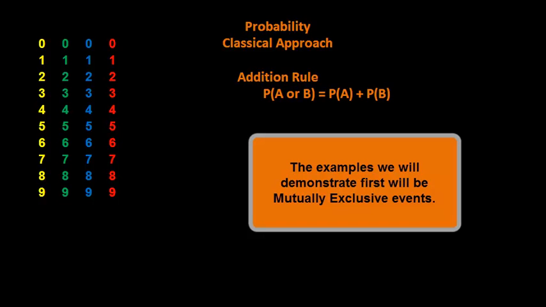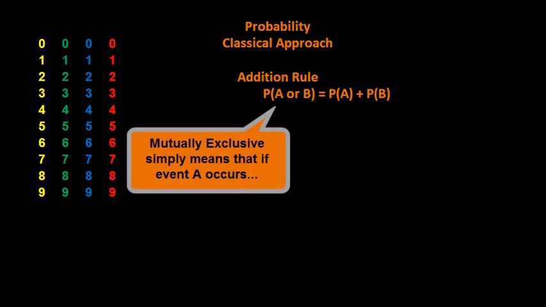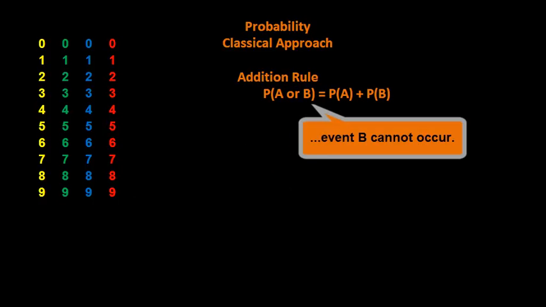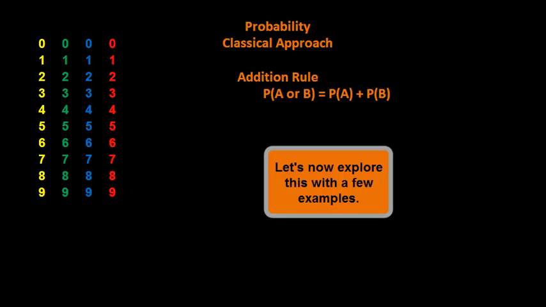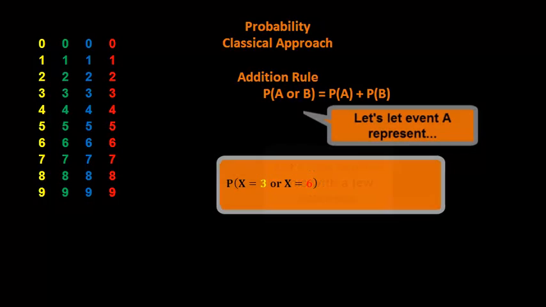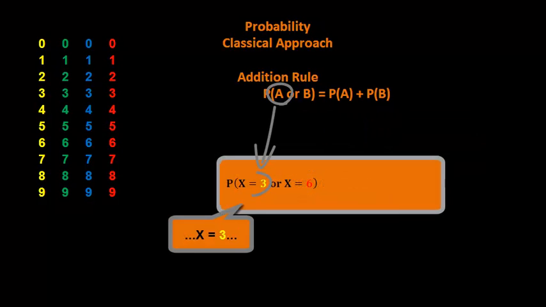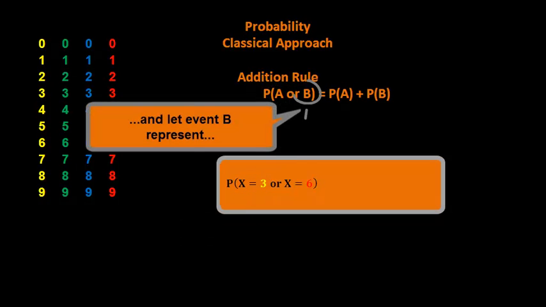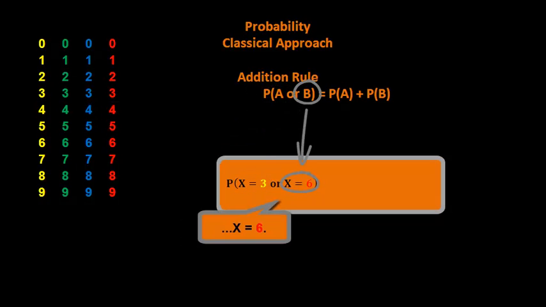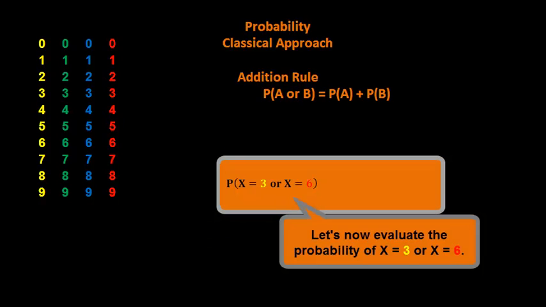The examples we will demonstrate first will be mutually exclusive events. Mutually exclusive simply means that if event A occurs, event B cannot occur. Let's now explore this with a few examples. Let's let event A represent x equals a yellow 3, and let event B represent x equals a red 6. Now let's evaluate the probability of x equals a yellow 3 or x equals a red 6.